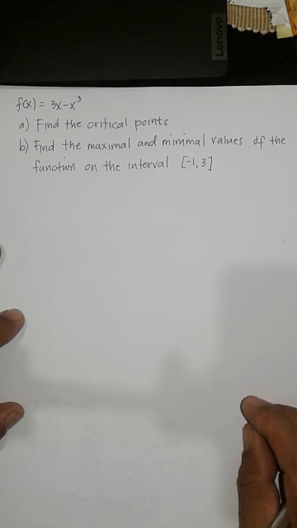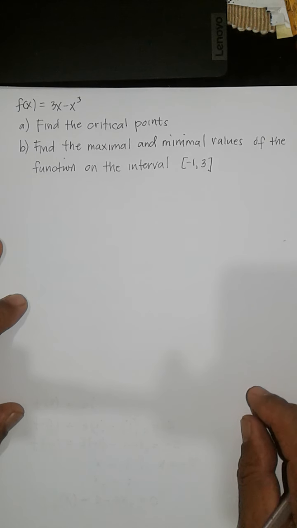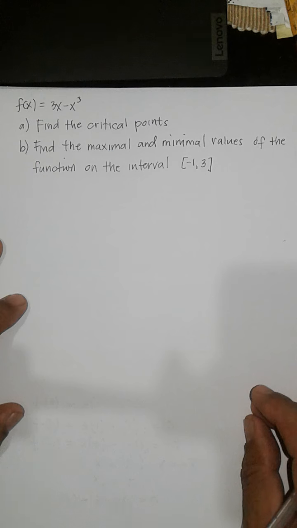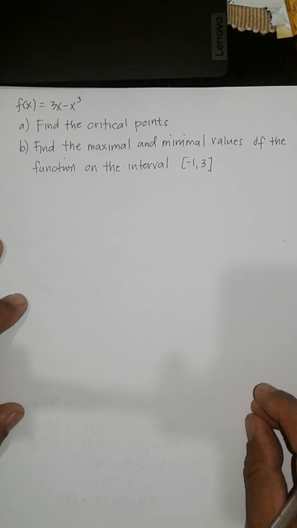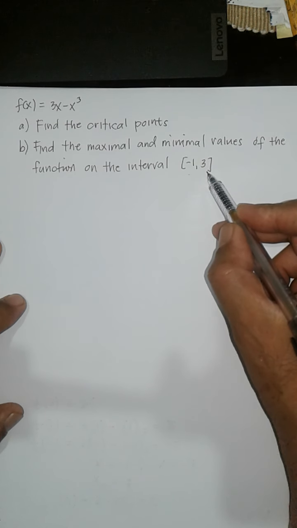This is our example number 2. This is the function given: 3x minus x cubed. In here, we're going to find the critical points as well as finding out whether such points are the maximum or the minimum values of the function, wherein we're given here the interval -1 to 3.